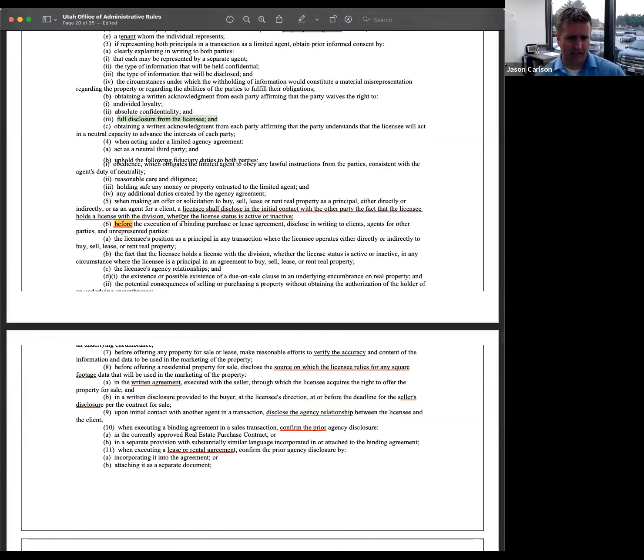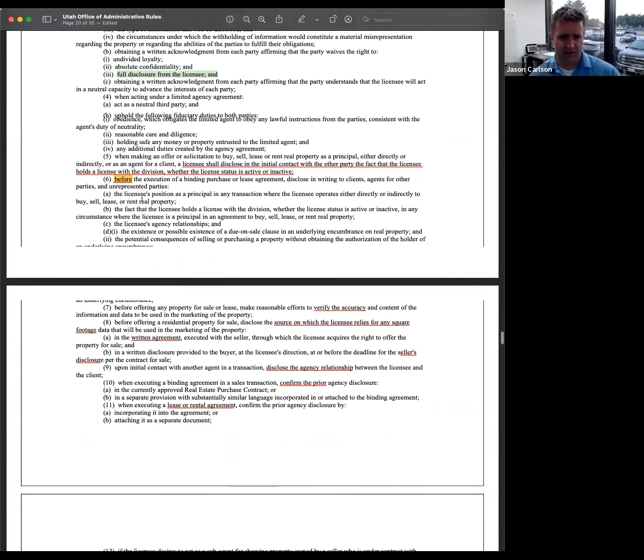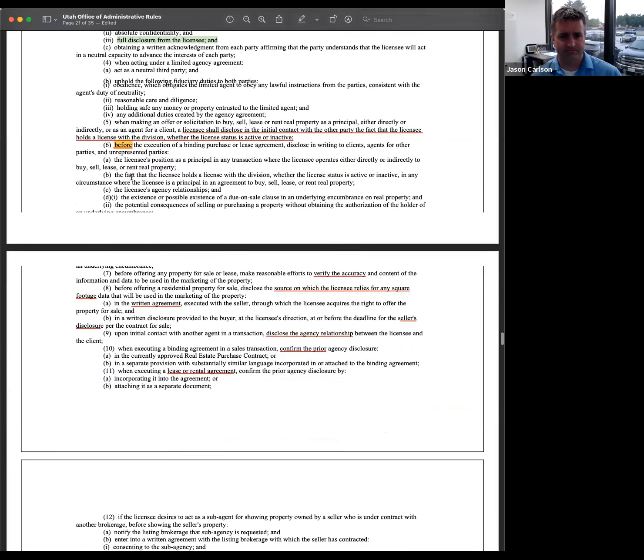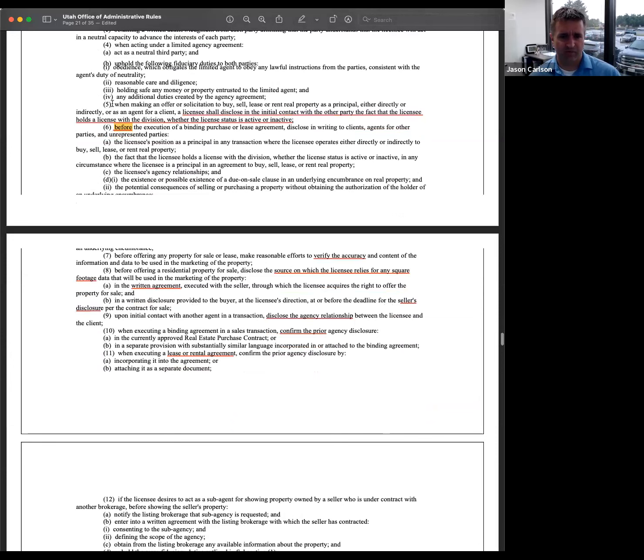Let's see, number 4, when acting under a limited agency agreement, this kind of goes more into what we just talked about, limited agency. Any questions on limited agency? Okay, number 5, when making an offer to buy or sell or lease or rent properties, the licensee shall disclose in the initial contact with the other party the fact that the licensee holds a license with a division, whether the license status is active or inactive.